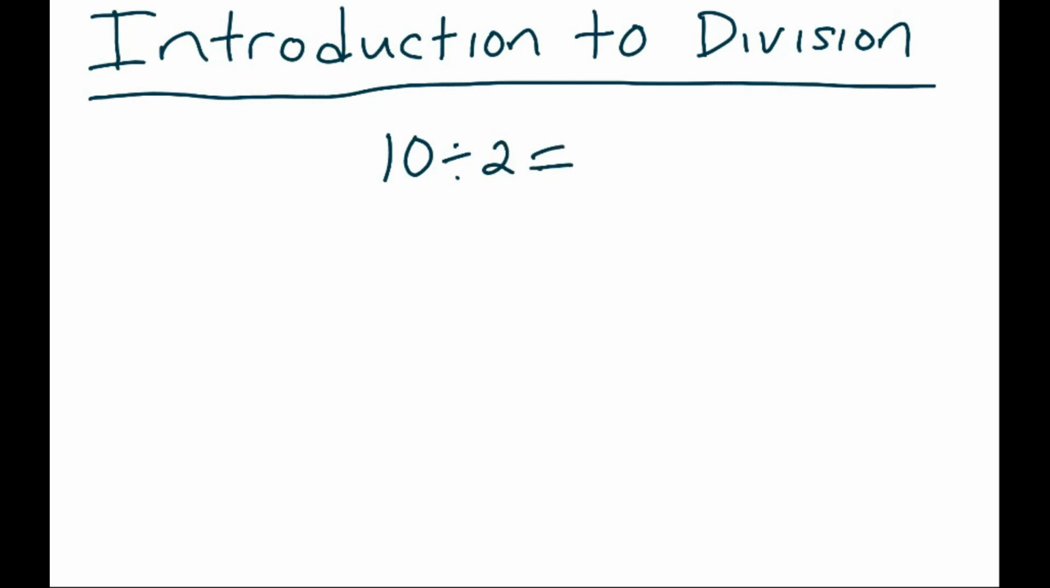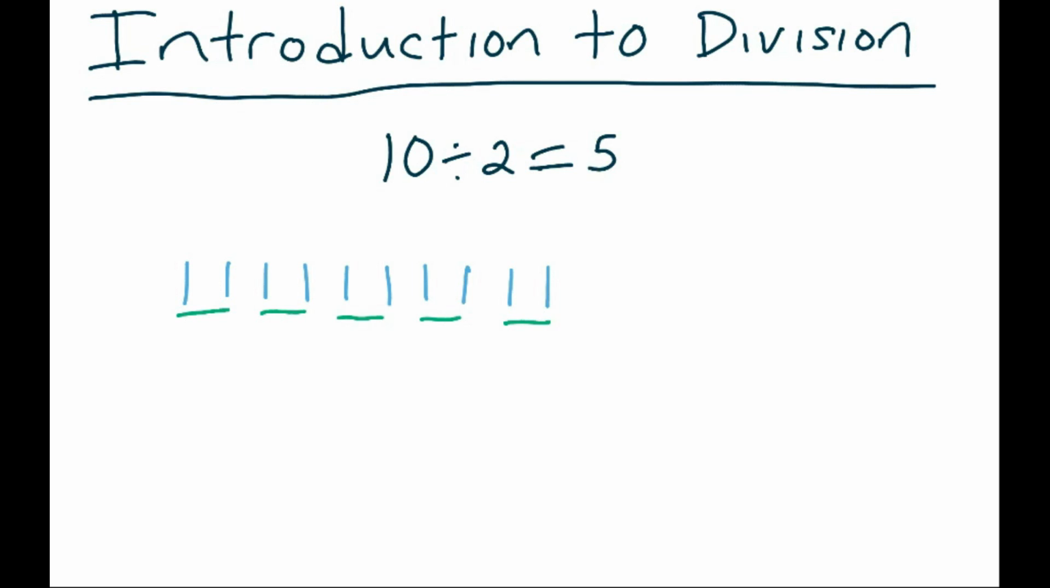Let's do one more example. 10 divided by 2, using the concept of division. On the board, we have 10 lines. I'm going to break up these 10 lines into groups of 2 to see how many groups of 2 I have. We have 5 groups of 2. Therefore, 10 divided by 2 is 5. 2 goes into 10 5 times.